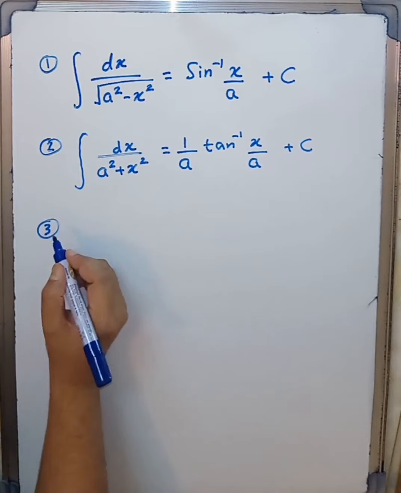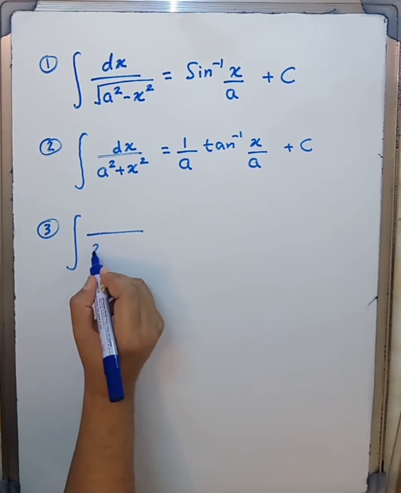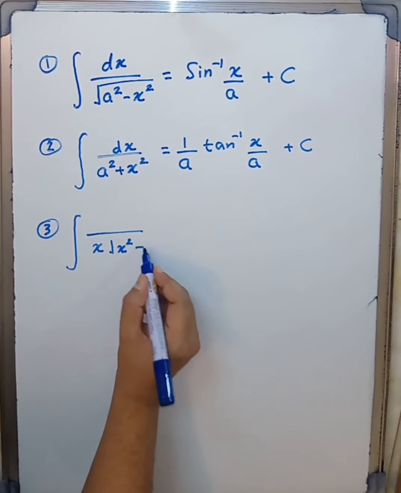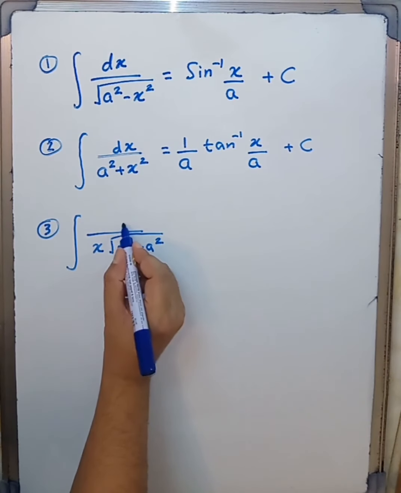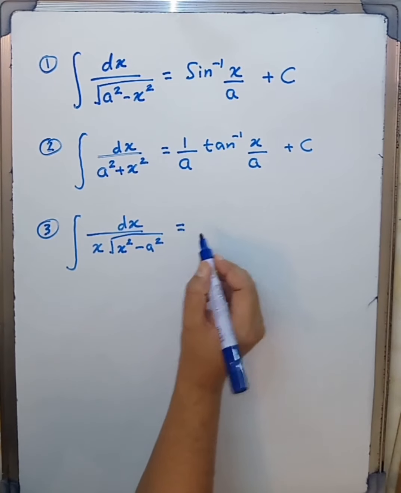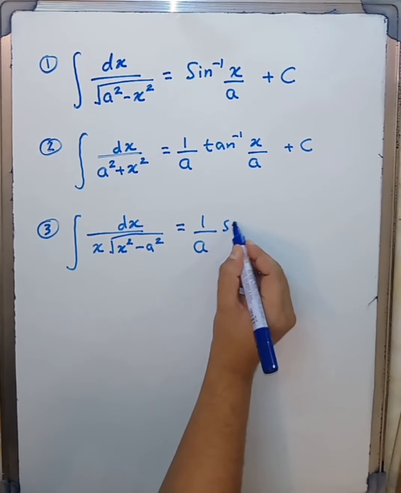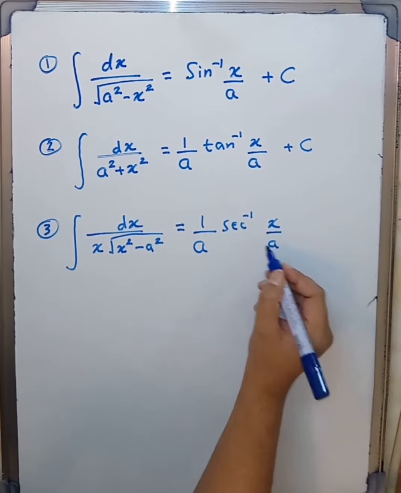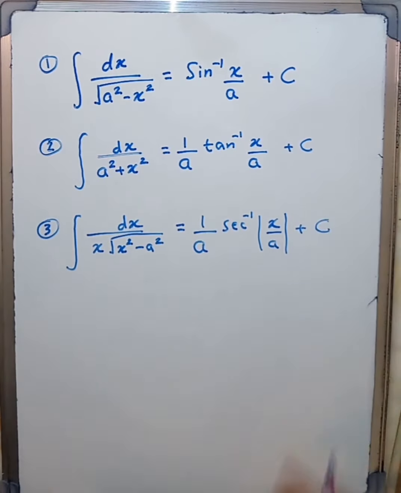Formula number 3, integration of 1 by x multiplied by square root of x square minus a square with respect to x. This is equal to 1 by a secant inverse modulus of x by a, plus c.